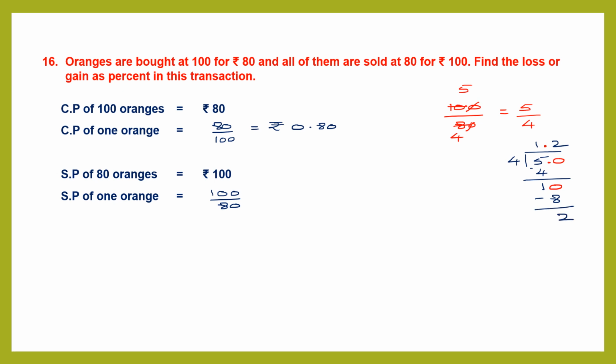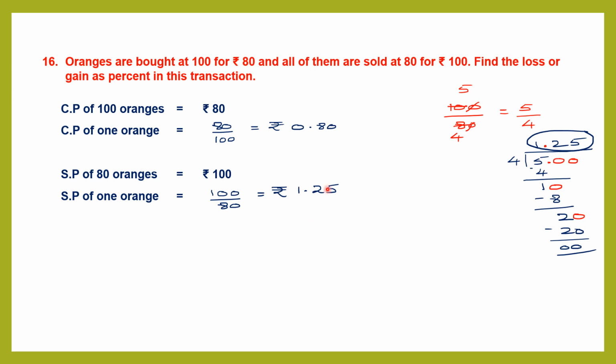Let's continue our division by putting one more 0 there and bringing that 0 down. Now we have 20. That means 4 5s are 20. Now our remainder is 0. Look at our quotient. It is 1.25. That means this is the selling price of one orange. That is 1 rupee and 25 paisa.